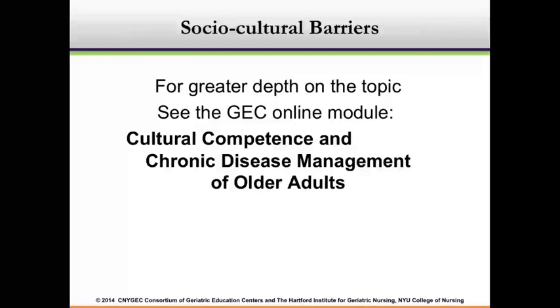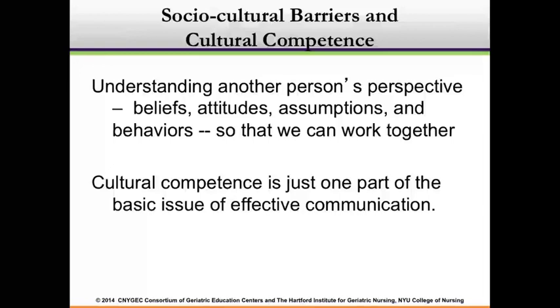So we've gone through physical barriers and cognitive and psychological barriers. We're now going to look at socio-cultural barriers. For greater depth on this topic, I recommend that you look for the Cultural Competence and Chronic Disease Management of Older Adults module in this GEC. But I'm going to touch on some of the basic components here. Understanding another's perspective, beliefs, attitudes, assumptions, and behaviors so that we can work together is what cultural competence is all about. And cultural competence is just one part of the basic issue of effective communication.